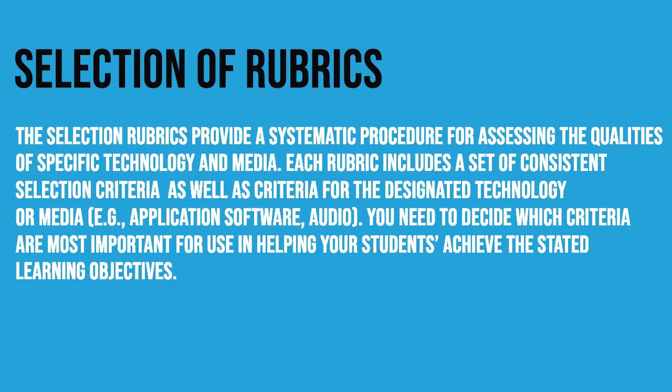The selection rubrics provide a systematic procedure for assessing the qualities of specific technology and media. Each rubric includes a set of consistent selection criteria as well as criteria for the designated technology or media, e.g., application software, audio. You need to decide which criteria are most important for use in helping your students achieve the stated learning objectives.